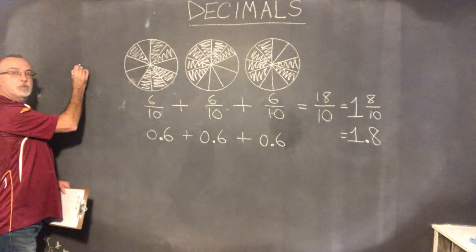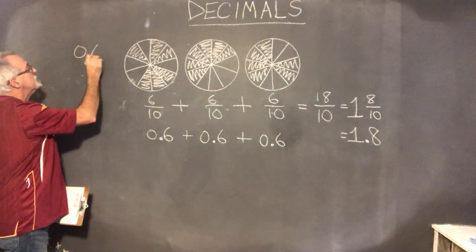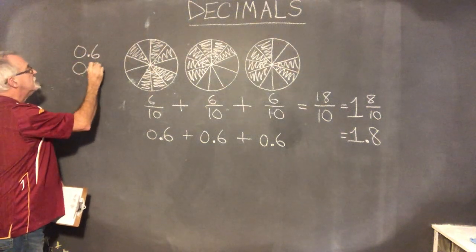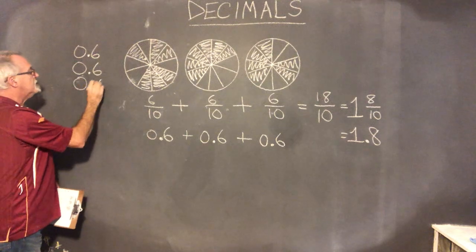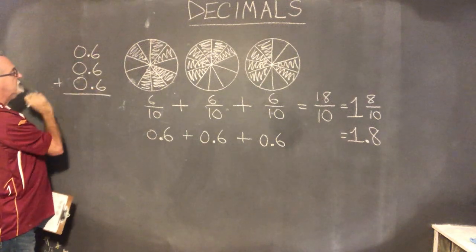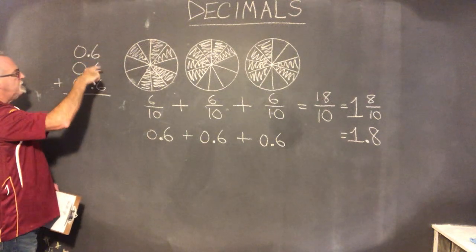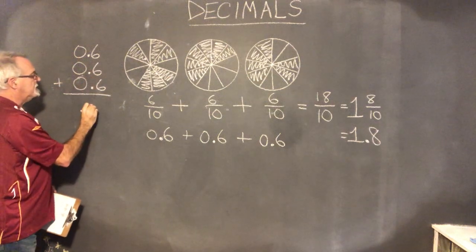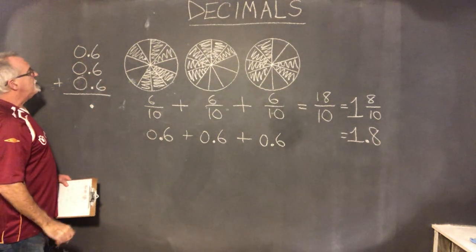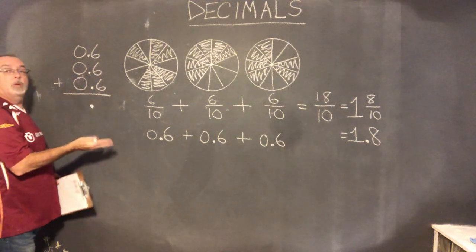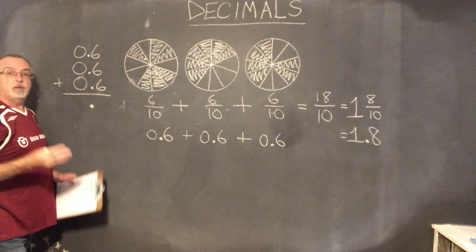I'll do it over here. I have some space. So if we have 0.6 plus 0.6 plus 0.6, it looks like this. 6 plus 6 is 12 plus... Oh, put your decimal down there, Doug. Please, Doug, stop forgetting that. We're adding. If I were multiplying, I wouldn't want to put the decimal yet, but I'm adding.